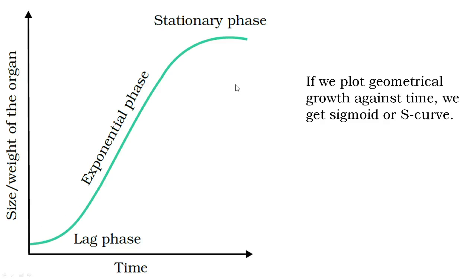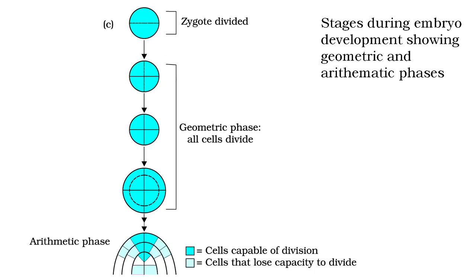Okay, so I hope you are clear regarding the two forms of growth rate, arithmetic growth rate and geometrical or exponential growth rate. And you have to remember the two formulas. Okay, and you can see over here in diagram C, it shows the stages during embryo development showing geometric growth and arithmetic growth phases.